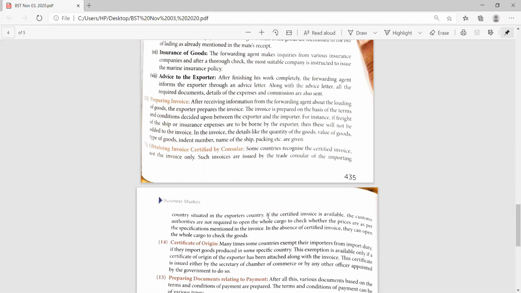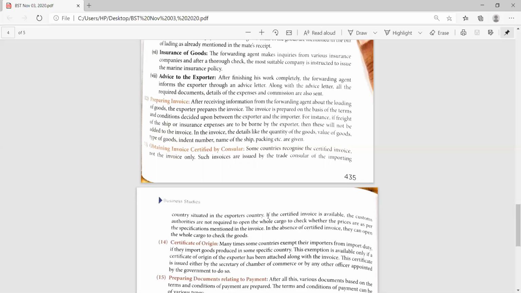In the invoice, details like the quantity of the goods, value of goods, types of goods, indent number, name of ship, and packing, etc. are to be given. Next one is obtaining the invoice certified by the consul. Some countries recognize the certified invoice, not the invoice only. Such an invoice is to be issued by the trade consul of the importing country situated in the exporting country.